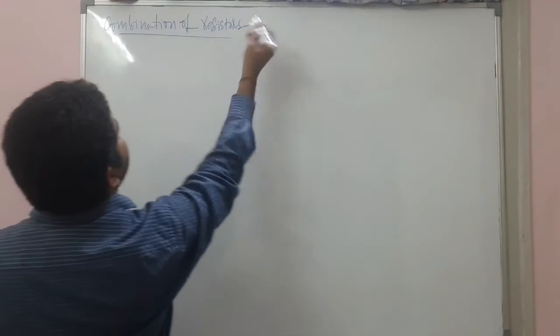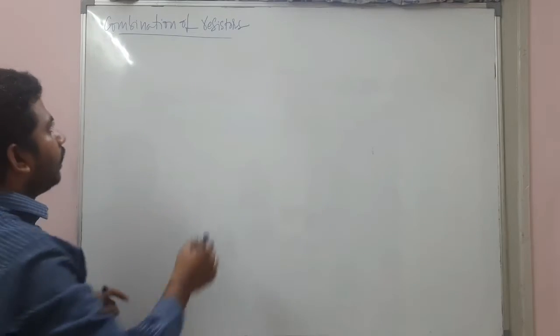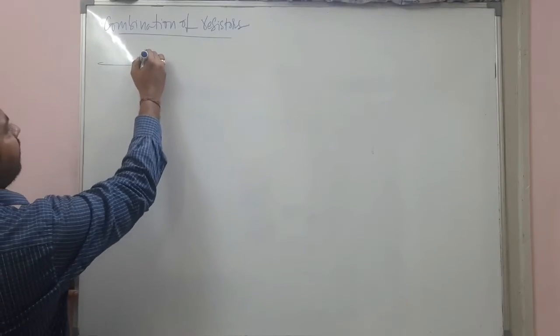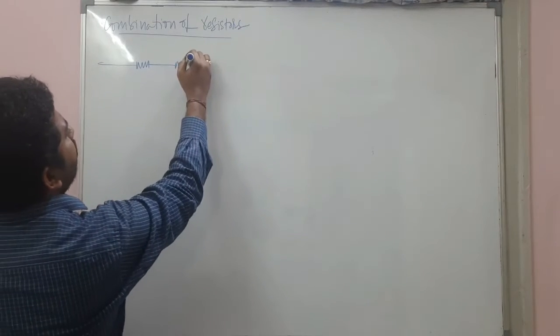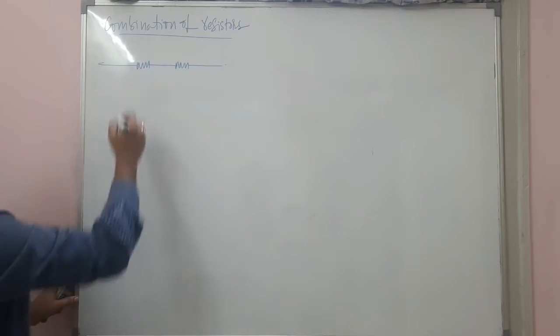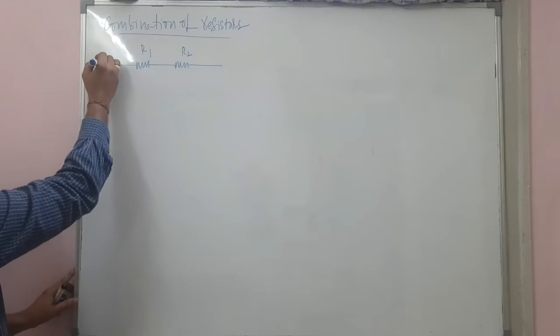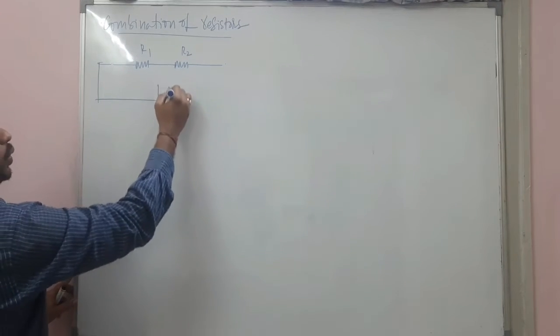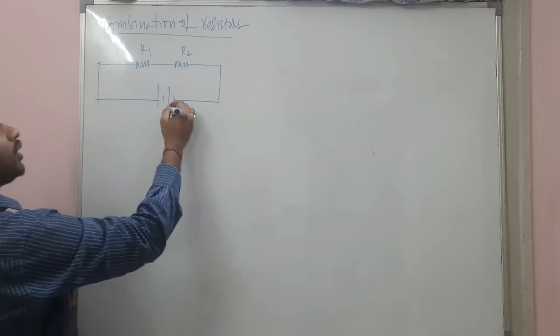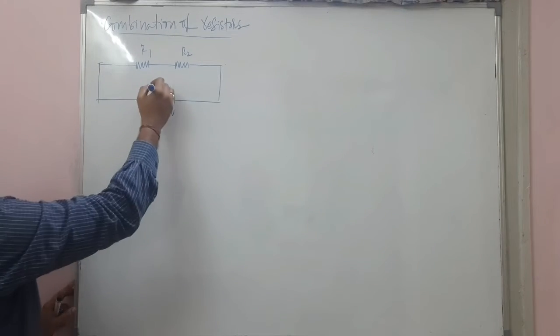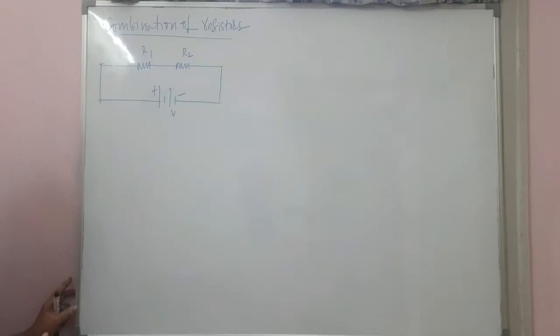Combination of the resistors. Okay. First we will be talking about the series combination of the resistors. There is a resistance R1, there is a resistance R2 here. They are connected to a battery whose potential is V. Positive terminal is here, negative terminal is here.